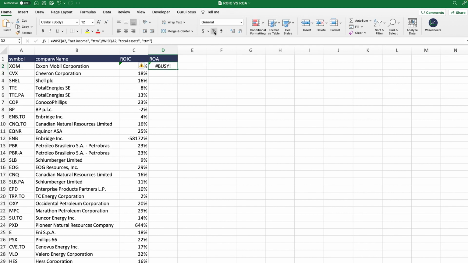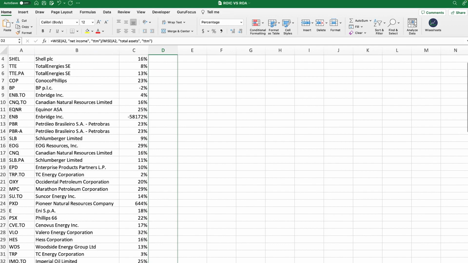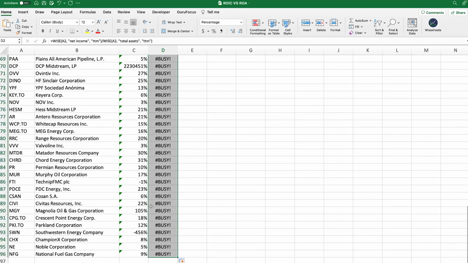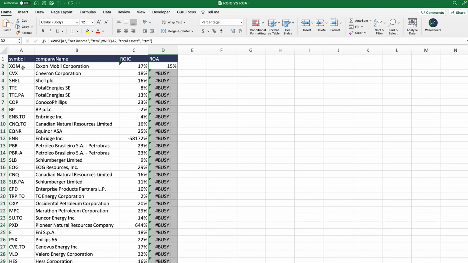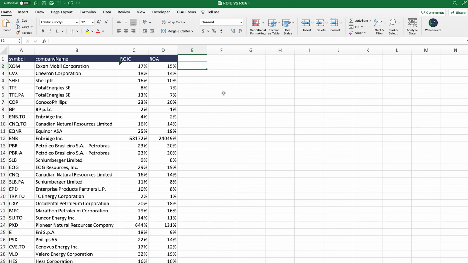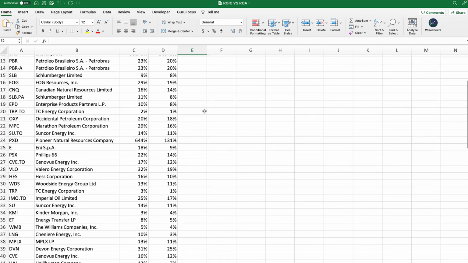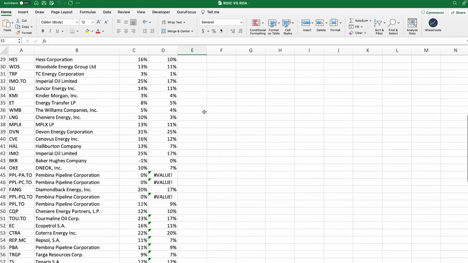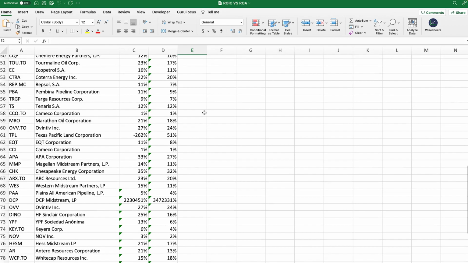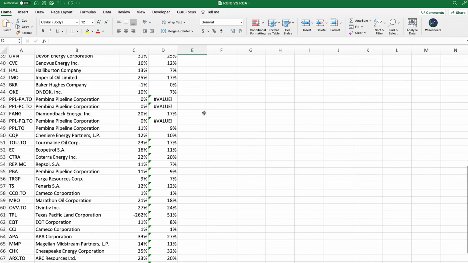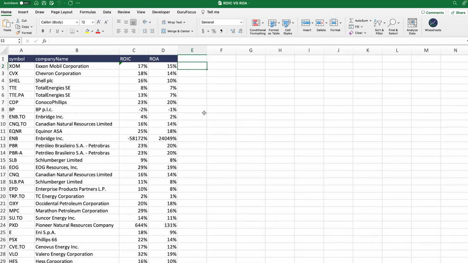Now we can turn this into a percentage, and then drag this down so that we get this number for all the different companies on our list. As you see, the data loaded, and now we can do some comparisons to see which companies have a higher ROIC than ROA, and what potential opportunities you can take advantage of with this information.